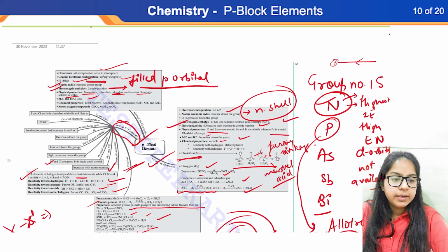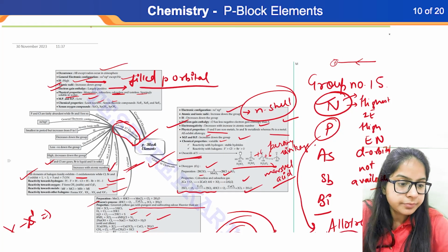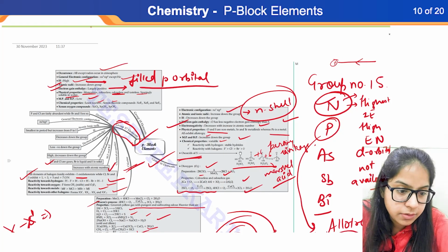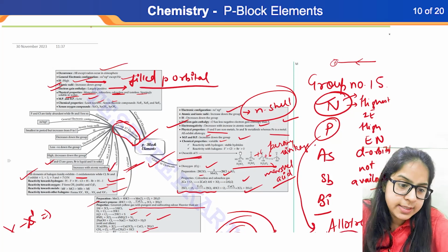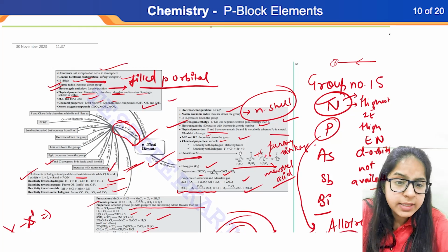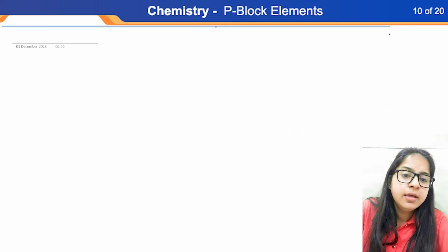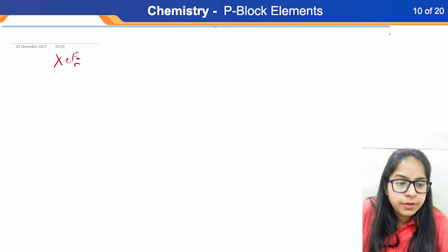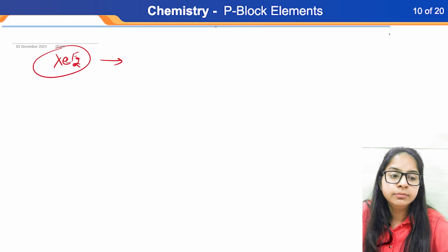Then the chemical properties. These are the least reactive. Xenon fluoride compounds are formed: XeF2, XeF4, XeF6. Xenon oxygen compounds: XeO3, XeOF2, XeOF4. These can be related to each other, but I am going to show you some of the structures because it is important to know them.